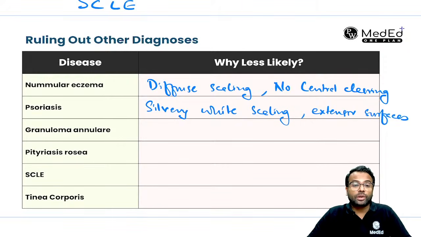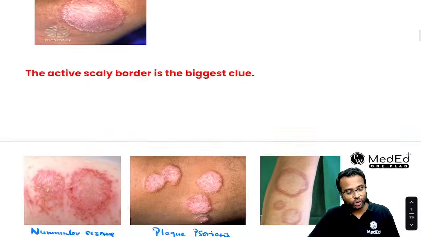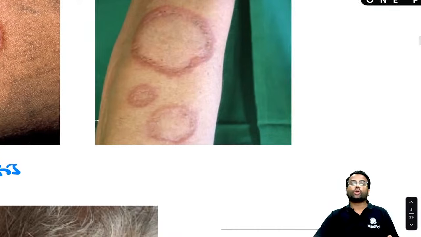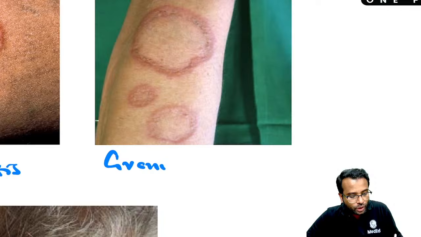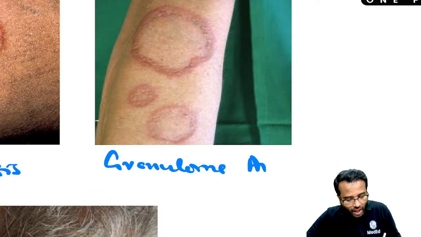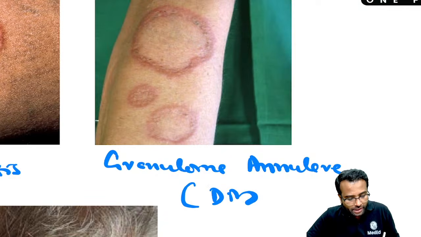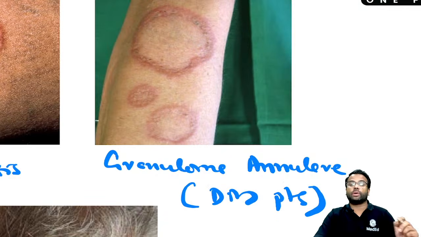And then coming to the next one, let us see the image also. So this is what you call granuloma annulare. Okay, this is called granuloma annulare. And this is very common in diabetes patients. In DM patients, it is going to be very common.